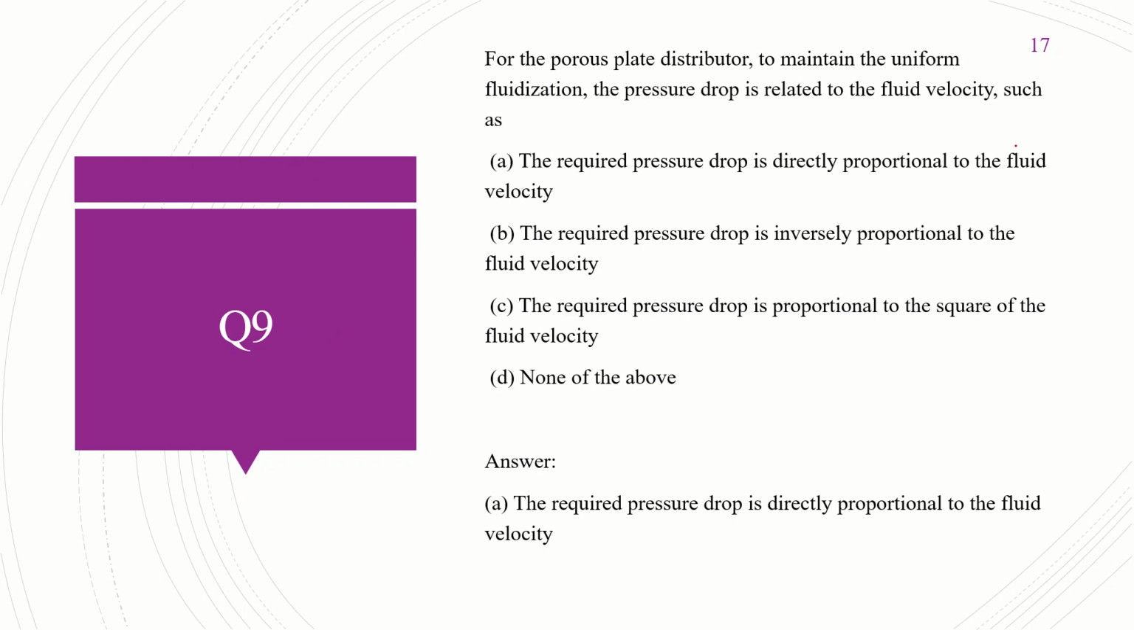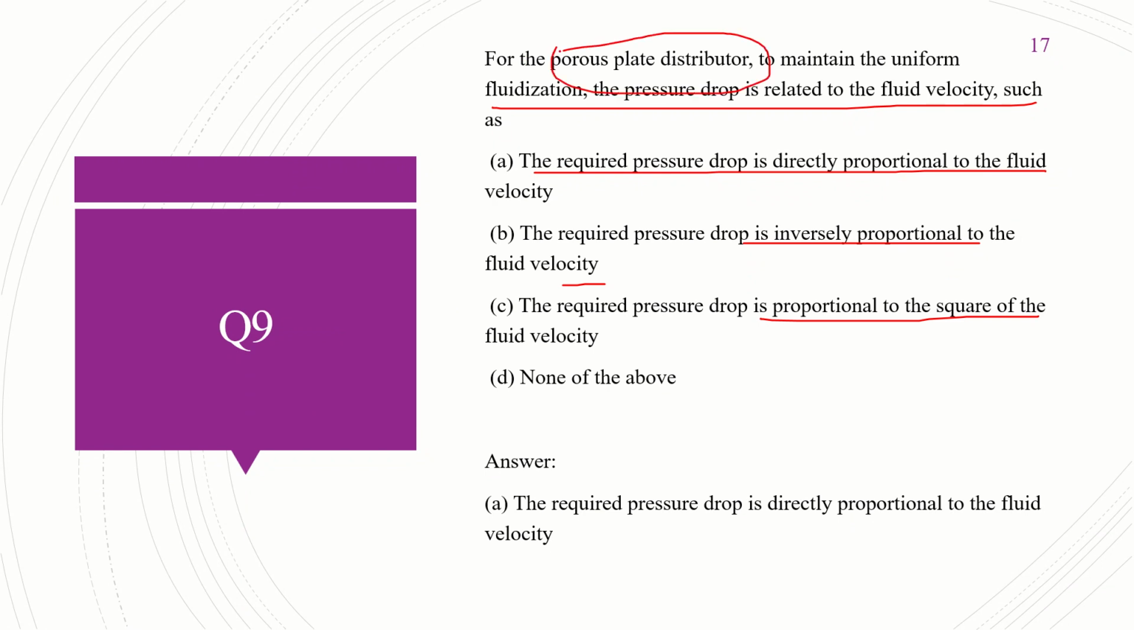For the porous plate distributor, to maintain uniform fluidization, the pressure drop is related to the fluid velocity such as: required pressure drop is directly proportional to the fluid velocity. Option A. Required pressure drop is inversely proportional to the fluid velocity. Required pressure drop is proportional to the square of the fluid velocity. So the main thing to be noted is porous plate distributor. Here the question is about porous plate distributor.